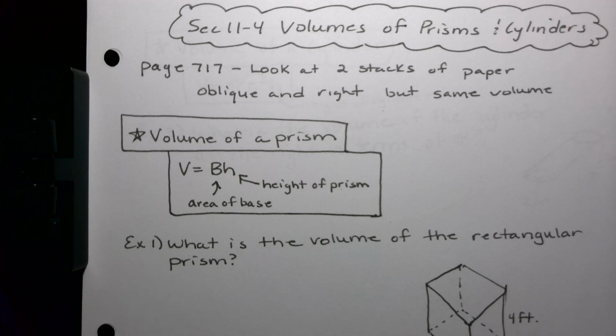Hey boys, we're doing 11.4 today, volumes of prisms and cylinders. Remember, prisms and cylinders have the two bases, whereas pyramids and cones just have the one base.